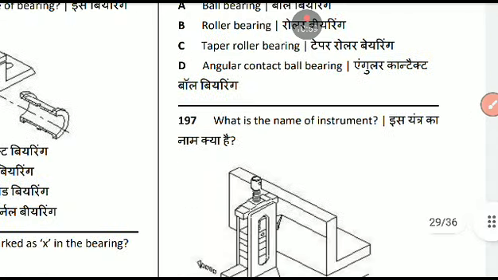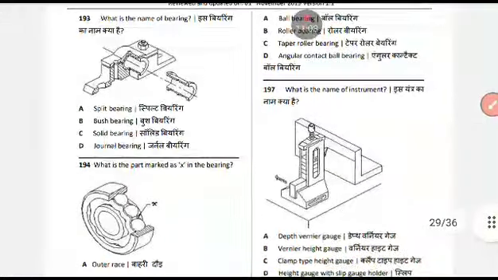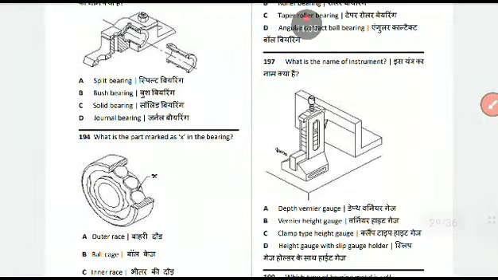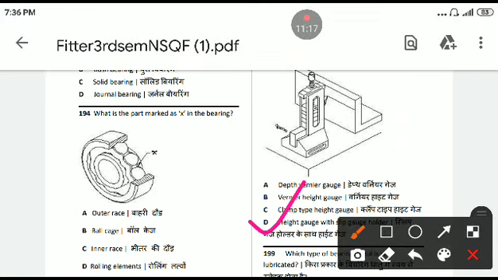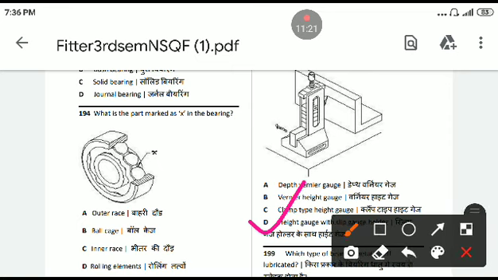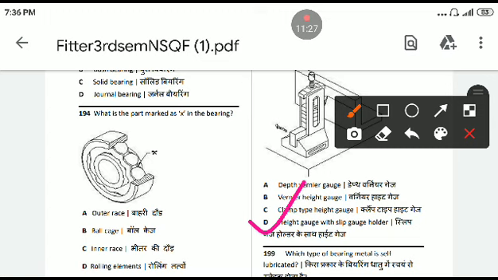What is the name of instrument? Depth vernier gauge, vernier height gauge, clamp type height gauge with slip gauge holder. Option D. Height gauge with slip gauge holder.